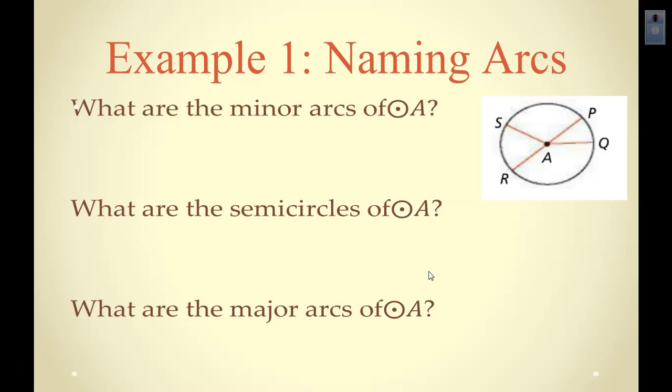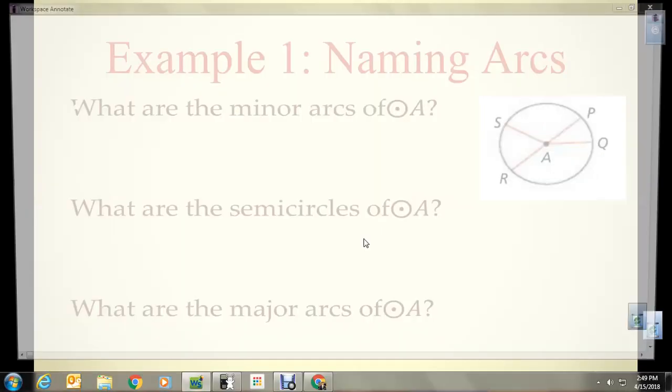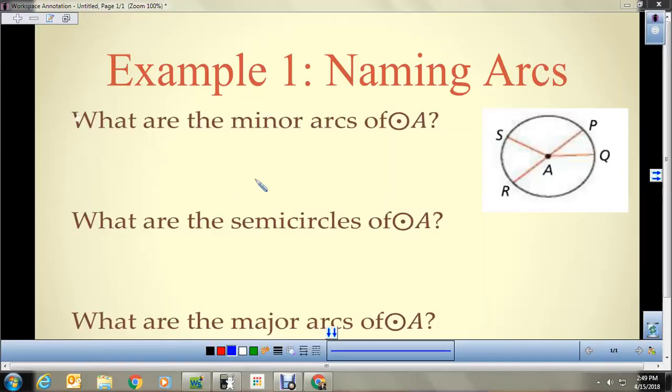So let's practice naming some of these. First question says, what are the minor arcs of circle A? So as you look here, let's see what you come up with. All right, good. I'm sure you guessed this first one. The first one we could say is RS. Now, this is the arc symbol. It's a little curved line here. It doesn't have 2 or 3, just 1. Okay, this arc right here, that describes an arc. So the second one, and you can also call this SR. Either way, same arc, 2 different ways to name it.